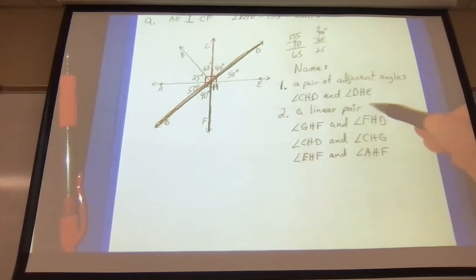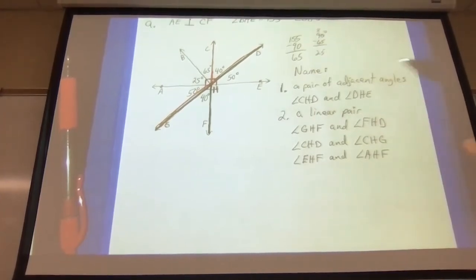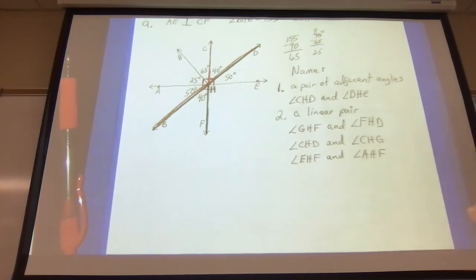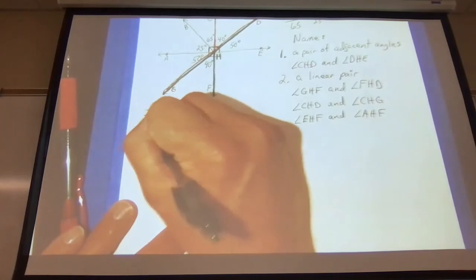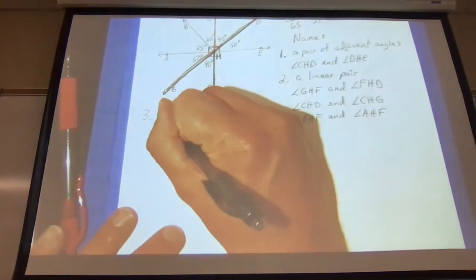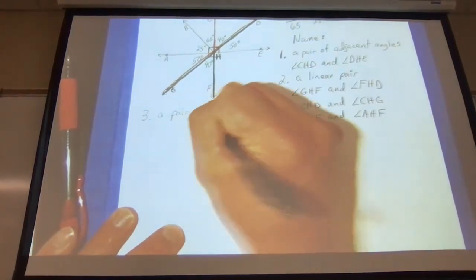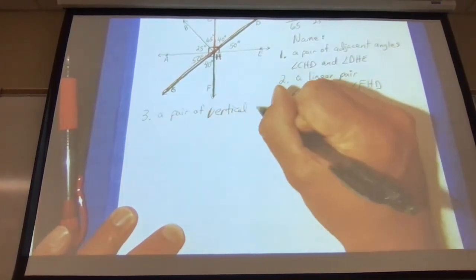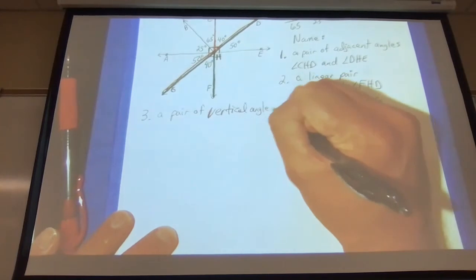All right, does anybody need to see more linear pairs? Of all the ones we have the most trouble with, that team tends to be the one. Oh no, we got a couple more. Here's number 3. We want a pair of vertical angles. And if you've been paying attention, some people have already given us a pair of vertical angles.